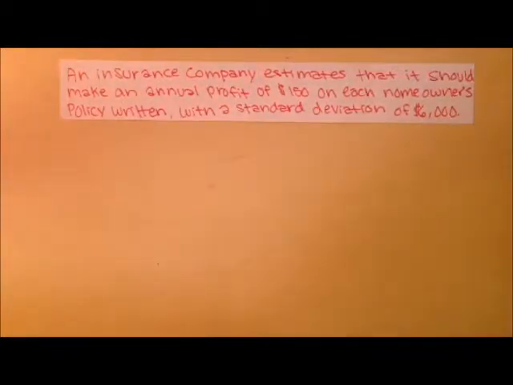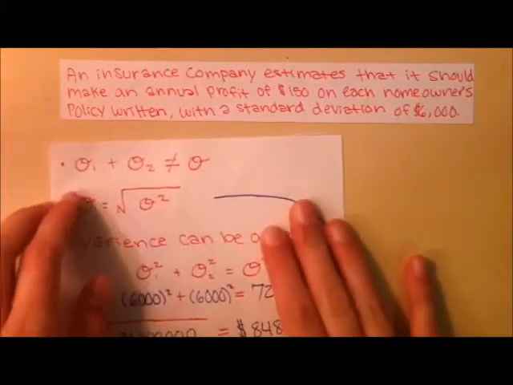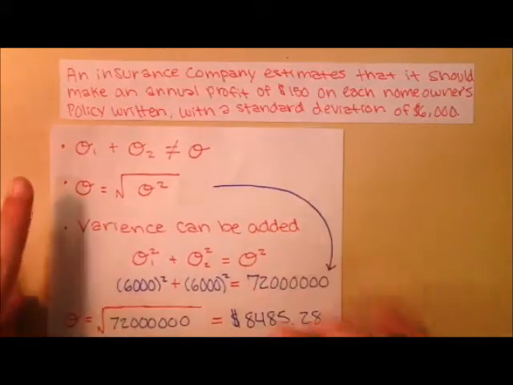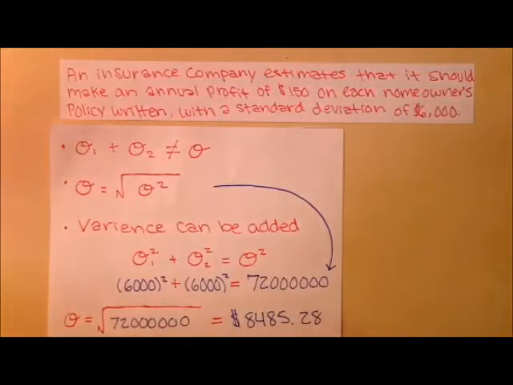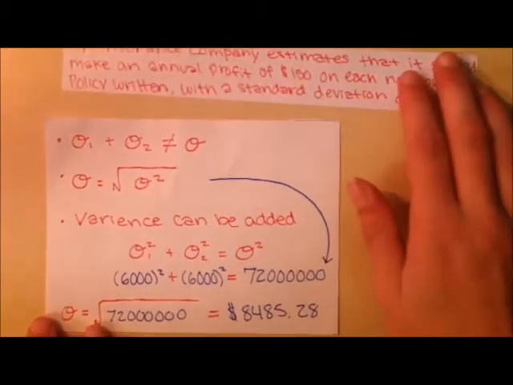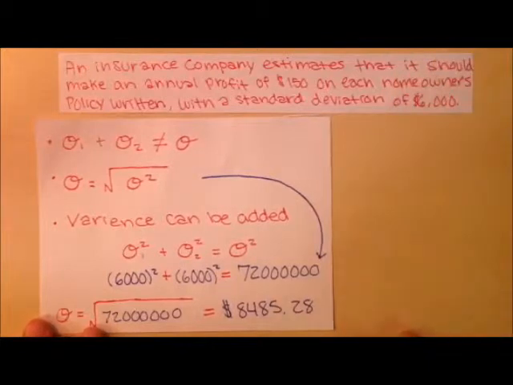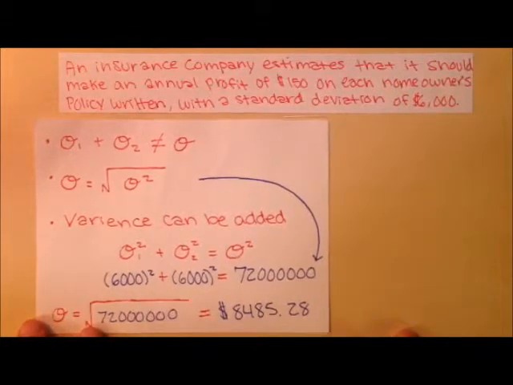The standard deviation is a little more complicated because standard deviations cannot be added to one another. We know that the standard deviation is the square root of the variance, so it can't be added because there's a square root in there. What we can do first is add the variances of both policies together.